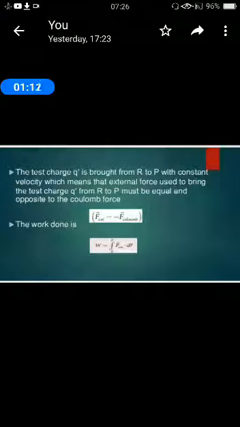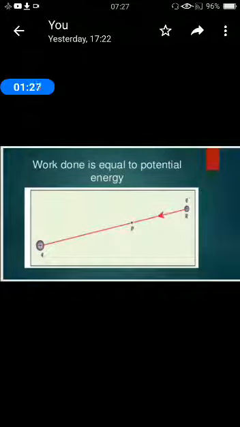Since Q and Q prime, as I already said, are both positive, there is a Coulomb repulsive force, and this Coulomb repulsive force is acting along PR. You can see in the picture again, charges Q and Q prime are positive, so there is a force of repulsion. So they tend to move away from each other. So this force is acting along PR.